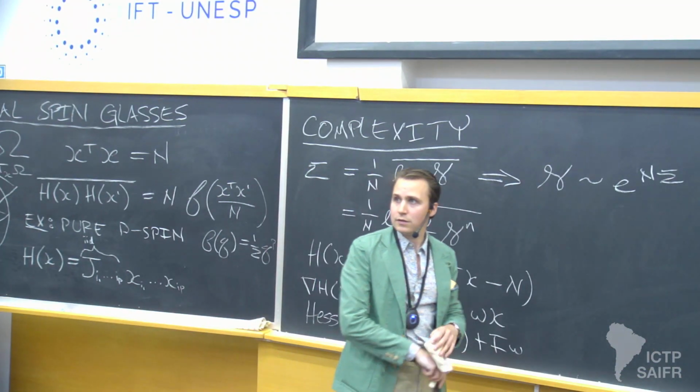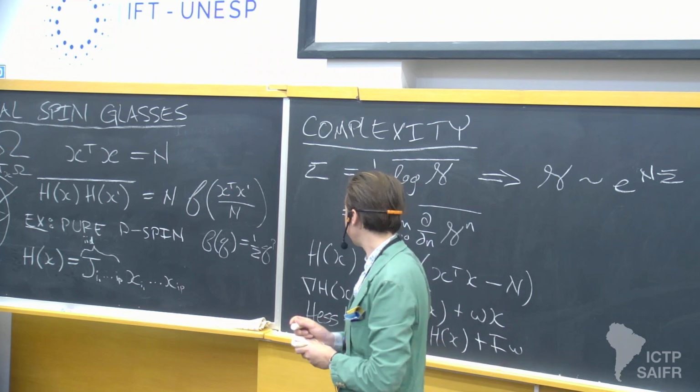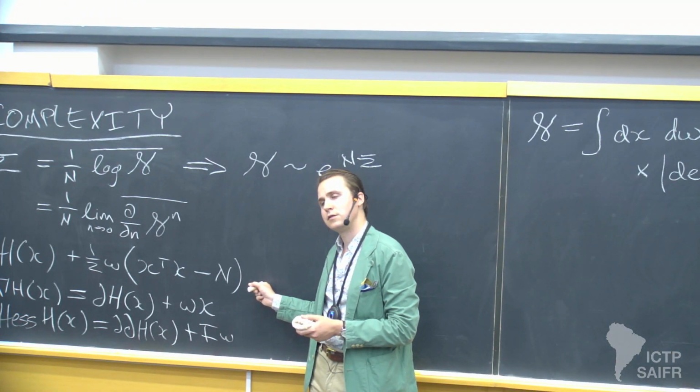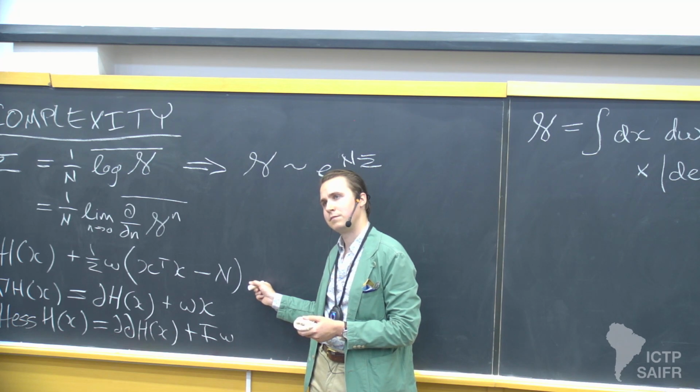I'm just a bit confused. So yeah, you define a new Hamiltonian with the Lagrange. Well, you're in a Lagrangian here. Yes. A new Lagrange. Oh, sorry, I'm confused.